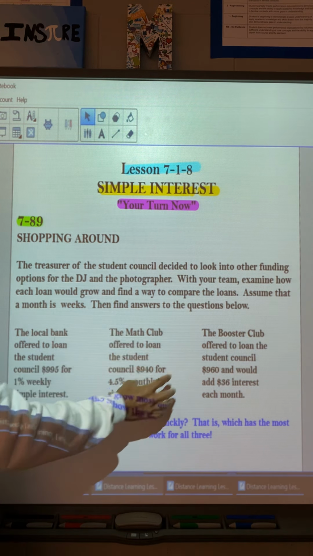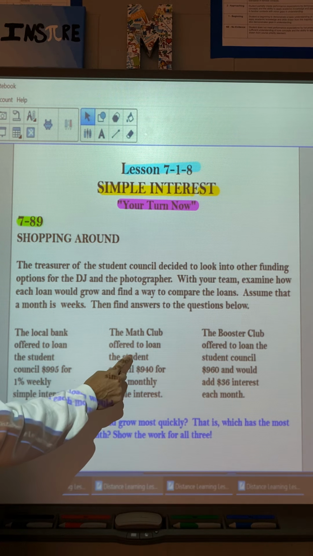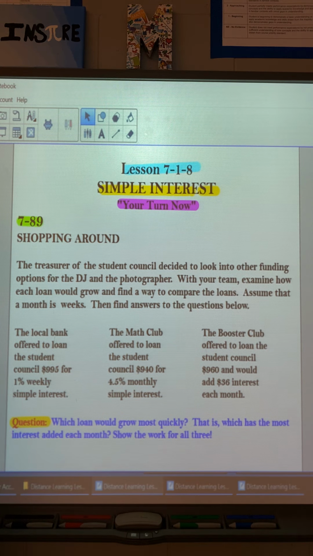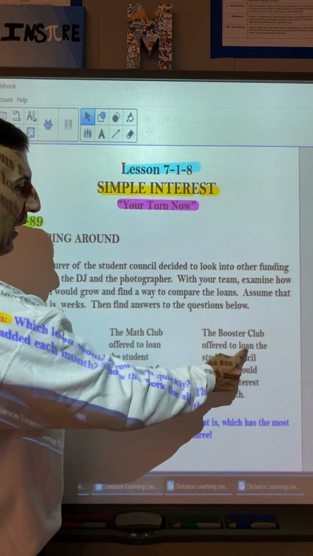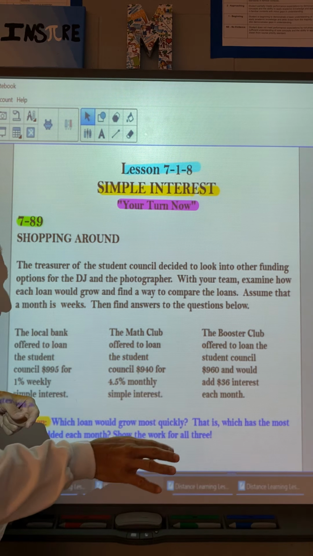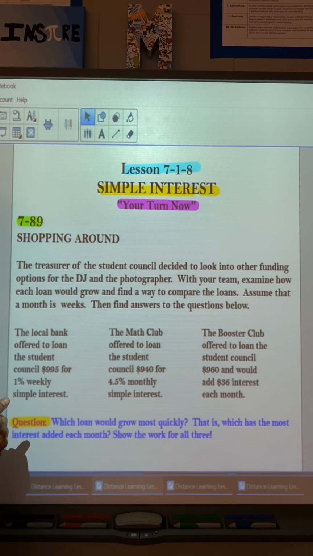So these are the 3 loans. We have a local bank offering to loan the student council $995 at 1% weekly interest. We have a math club that's offered to loan them $940 at 4.5% monthly interest. And then the booster club offered to loan them $960, and they're not even worried about interest. They're just going to say, we're going to charge you $36 each month, or $9 a week in interest.